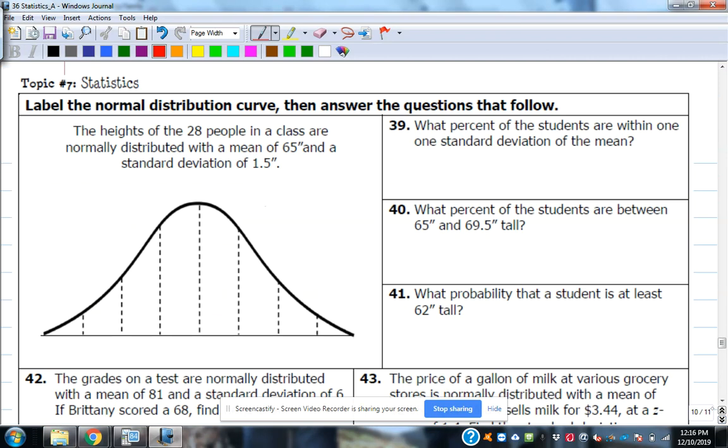Wow. All right. Let's look at the weird looking curve there. This is the normal curve. It's called a bell curve. You may have heard that before. But the normal distribution is what that is.